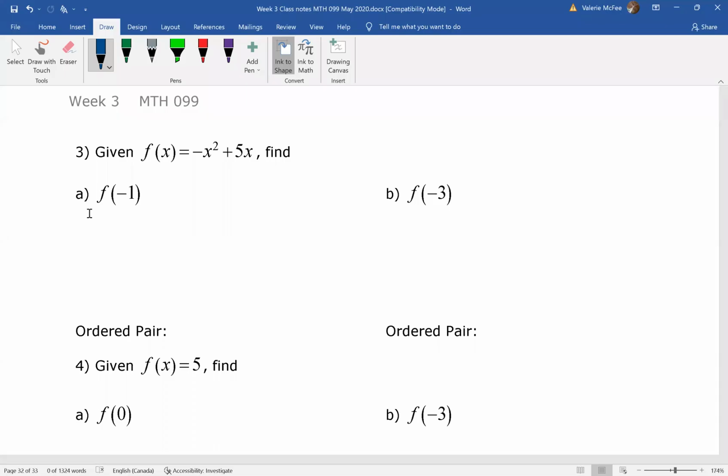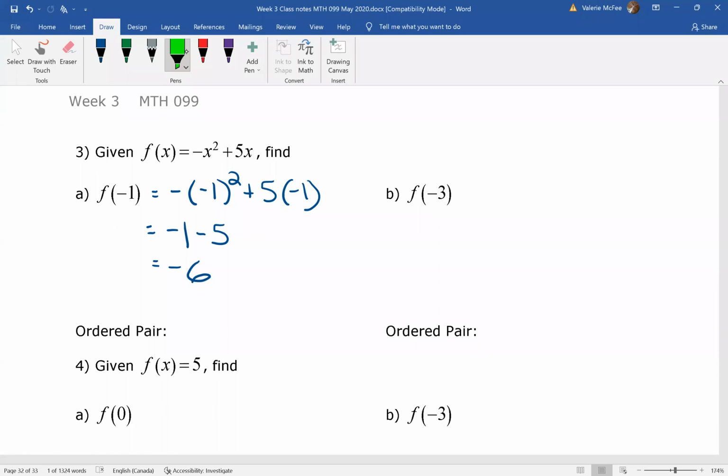I do hope you have these notes printed. I would like you to pause your video now and try to answer question 3. (3a), we changed x to negative 1. That means each x had to be substituted with negative 1, and you should have found that it was equal to negative 6. What ordered pair did you find? When x was negative 1, y, or the f of x, is negative 6.